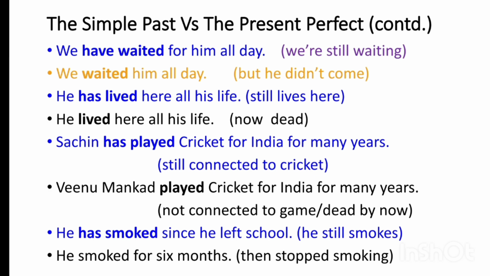He has smoked since he left school. It means he still smokes. He smoked for 6 months. Past indefinite. जब past indefinite use किया जाएगा, it means action completed in the past. जब present perfect use किया जाएगा, it means action may be completed in the past or it has just finished, लेकिन अभी भी present के साथ जुड़ा हुआ है. So when you say he has smoked since he left school, it means he still smokes. But if you say he smoked for 6 months, it means then stopped smoking. Now he doesn't smoke.